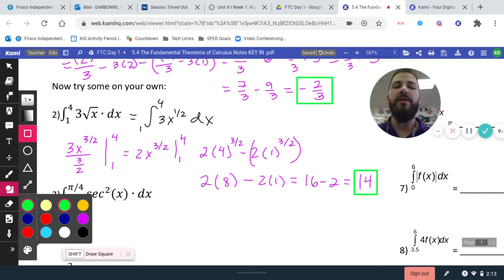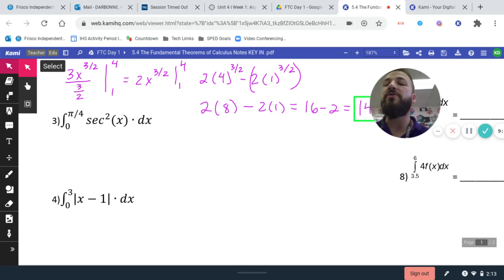Integrate, plug in the numbers, evaluate from there. Not so crazy steps. The only thing we've added new is plugging in the numbers, the f of b minus f of a. We've done the integrating before. We did that with indefinite integrals. So let's keep working a few.